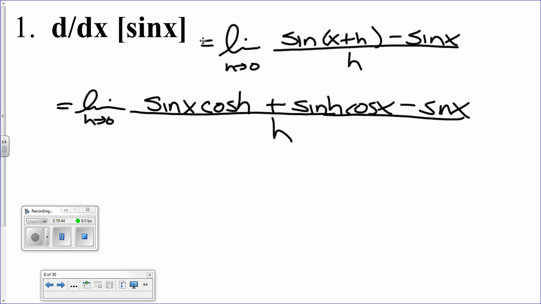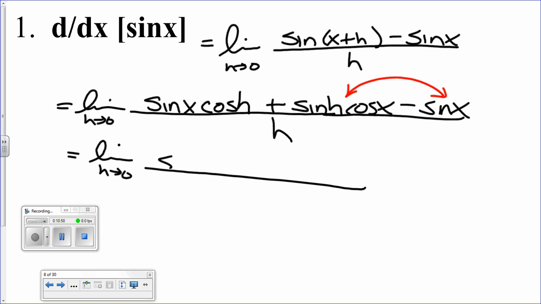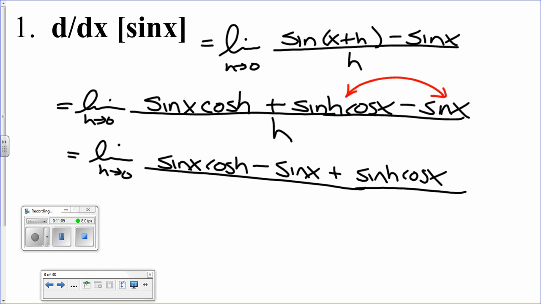Now, addition is commutative, so I just want these two guys to switch places. So let's just switch places. We have the limit as h approaches 0 of sine x cosine h minus sine x plus sine h cosine x over h. Now, I want to pull a sine x out of the first two terms. You see how there's a sine x factor?